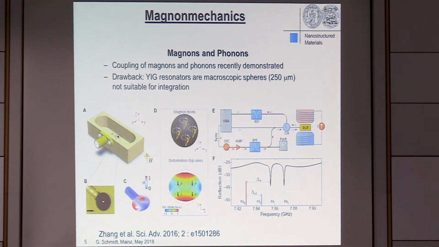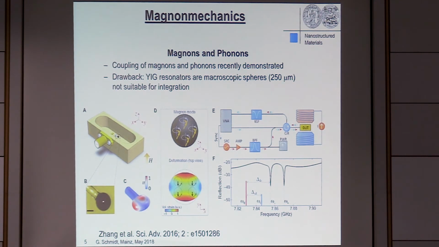And another thing is, if you look at magnons and phonons, the coupling of magnons and phonons has also been demonstrated. You've probably heard about it this morning. I was not present, unfortunately. But one drawback, and for me this is always a central drawback because I'm very application-oriented, is that these experiments were all dealing with, in my opinion, pretty large-sized YIG spheres. So this means we are talking about 50 microns, 250 microns, so almost millimeter size.